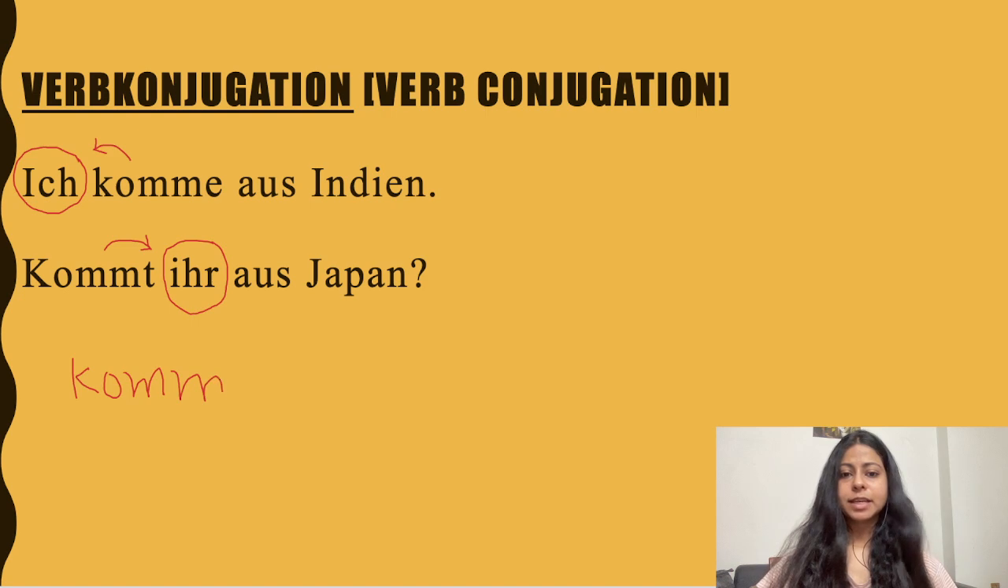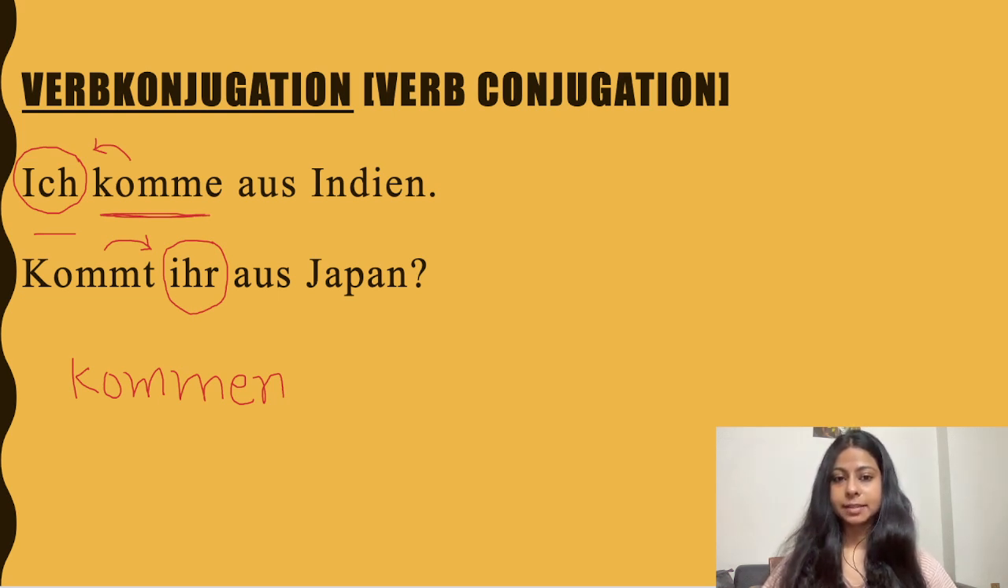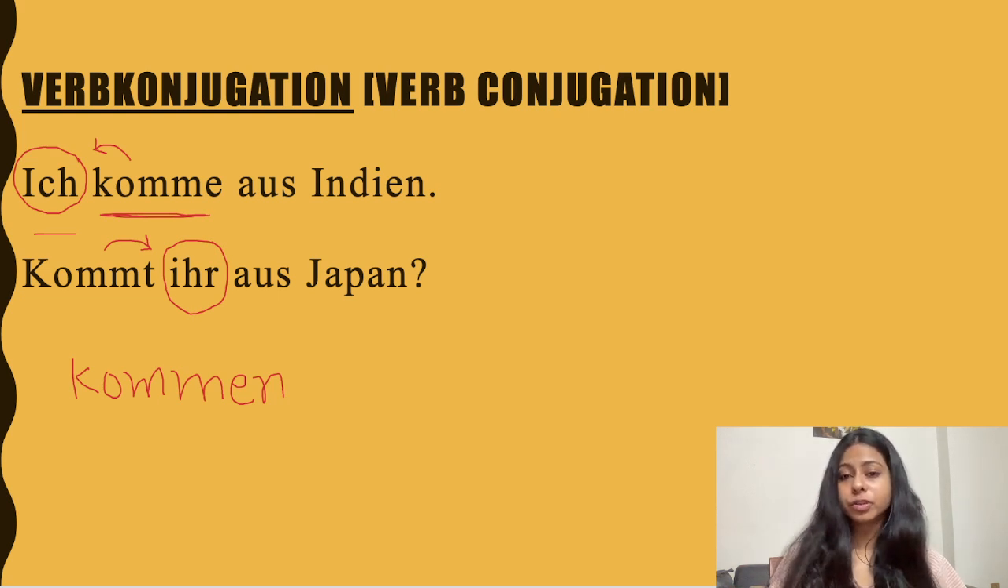Now the first sentence is Ich komme aus Indien, and the second sentence is Kommt ihr aus Japan? Now the conjugation of the verb depends on the subject of the sentence. So as you could see, I have marked an arrow because this is a verb, and the conjugation of the verb depends on the subject in the sentence. So what is the subject here? Ich. That we have already learned in our previous video in lesson 13. If you have not watched the video of personal pronoun, I will paste the link in the description below. You can go and watch that video.